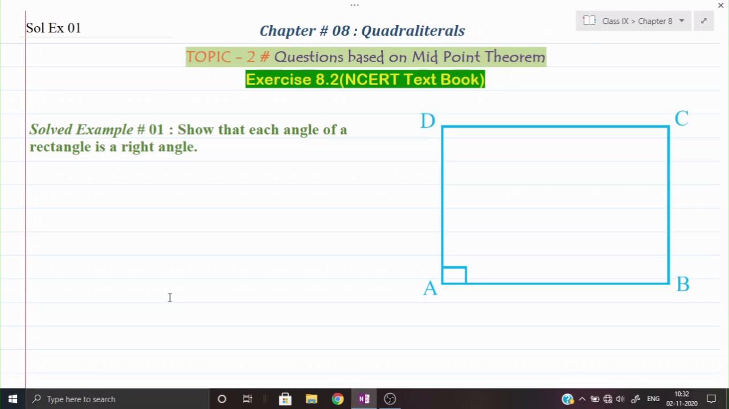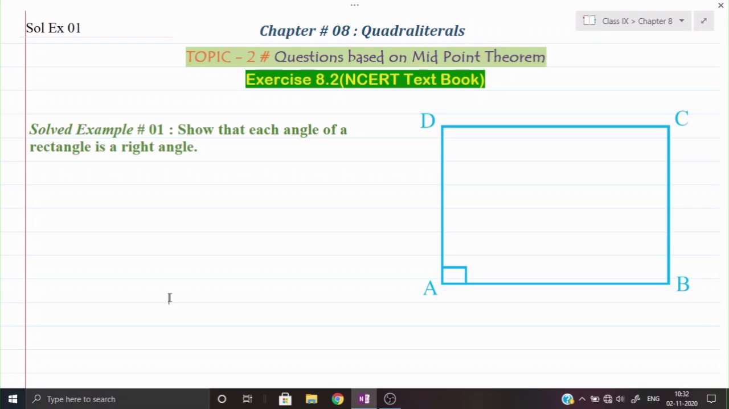Let us see the first example we have given here. Show that each angle of a rectangle is a right angle. So basically we know that every angle of a rectangle is of 90 degrees, but it is not a given fact. That is further proved. Basically a rectangle is a parallelogram with one angle of 90 degrees.